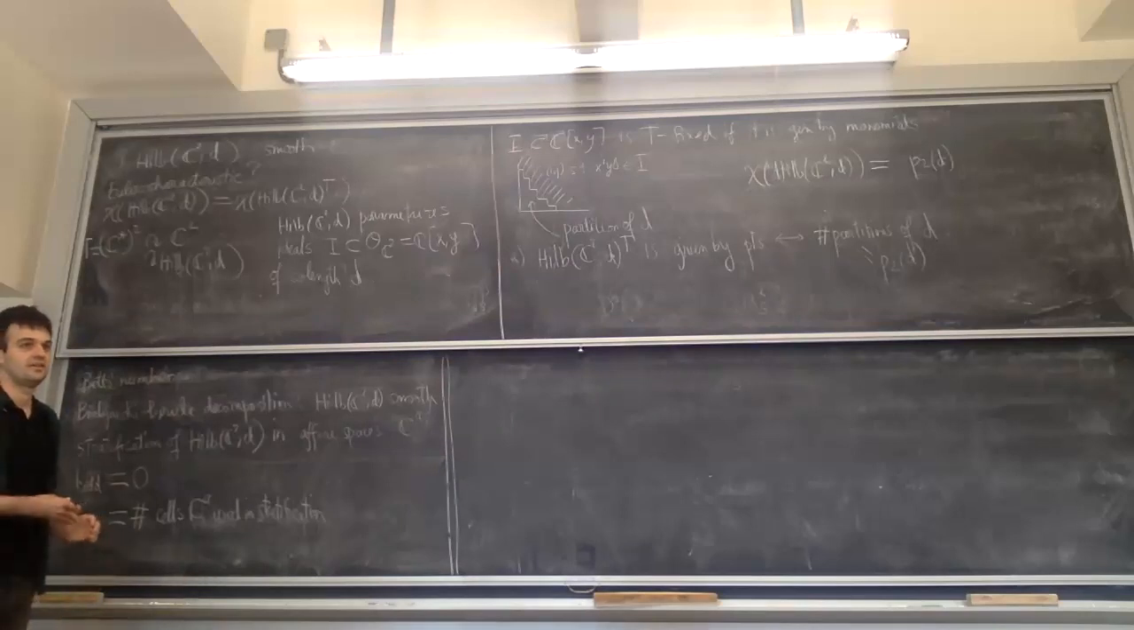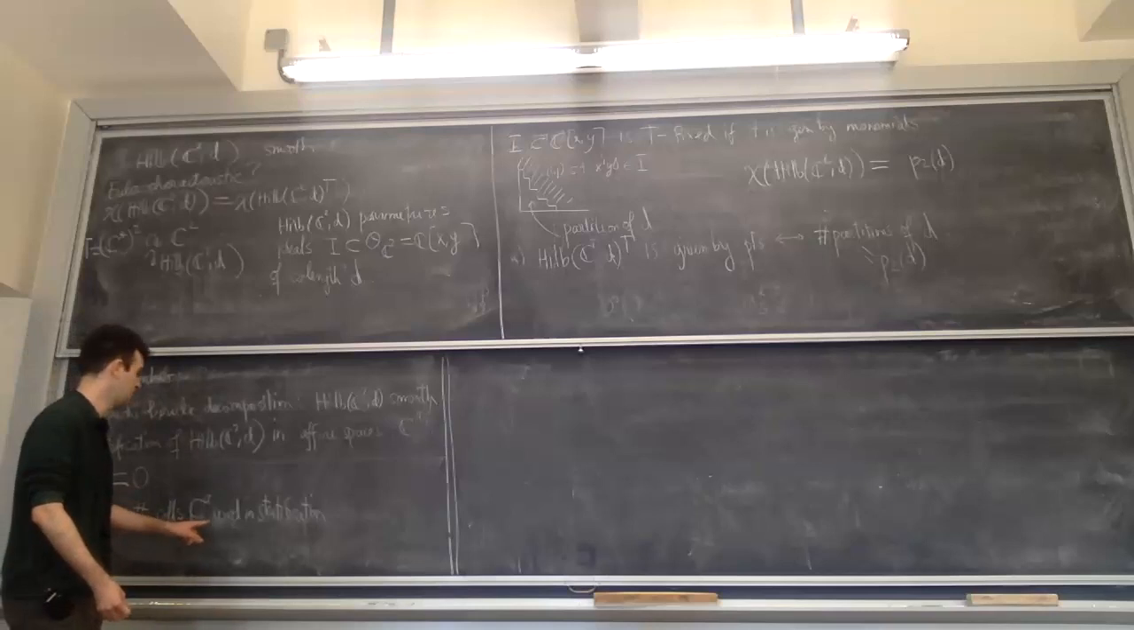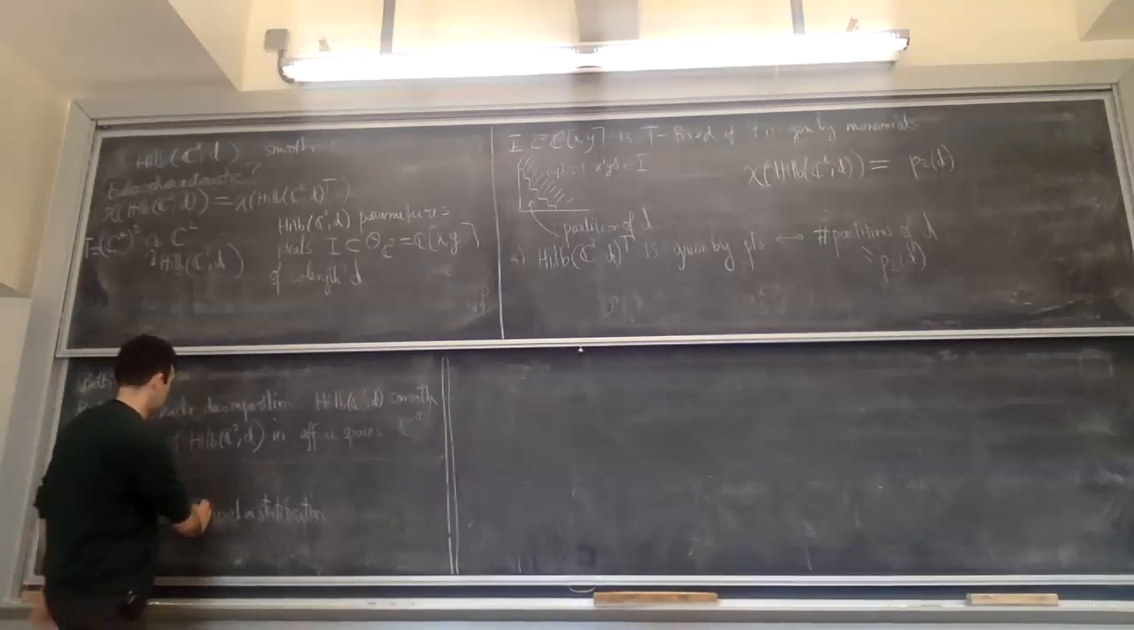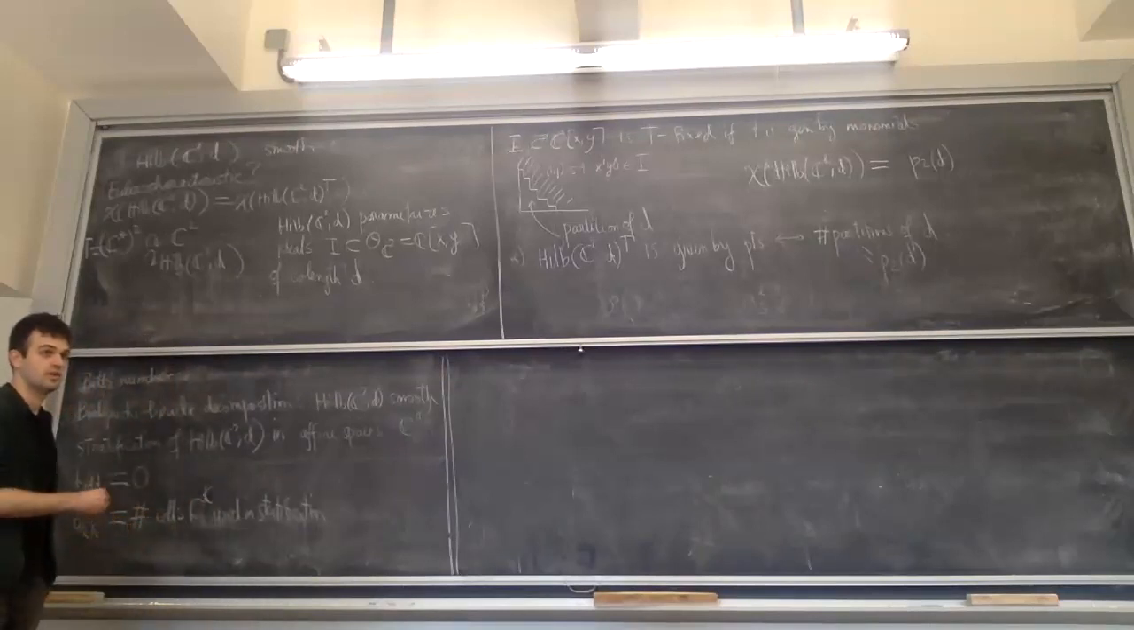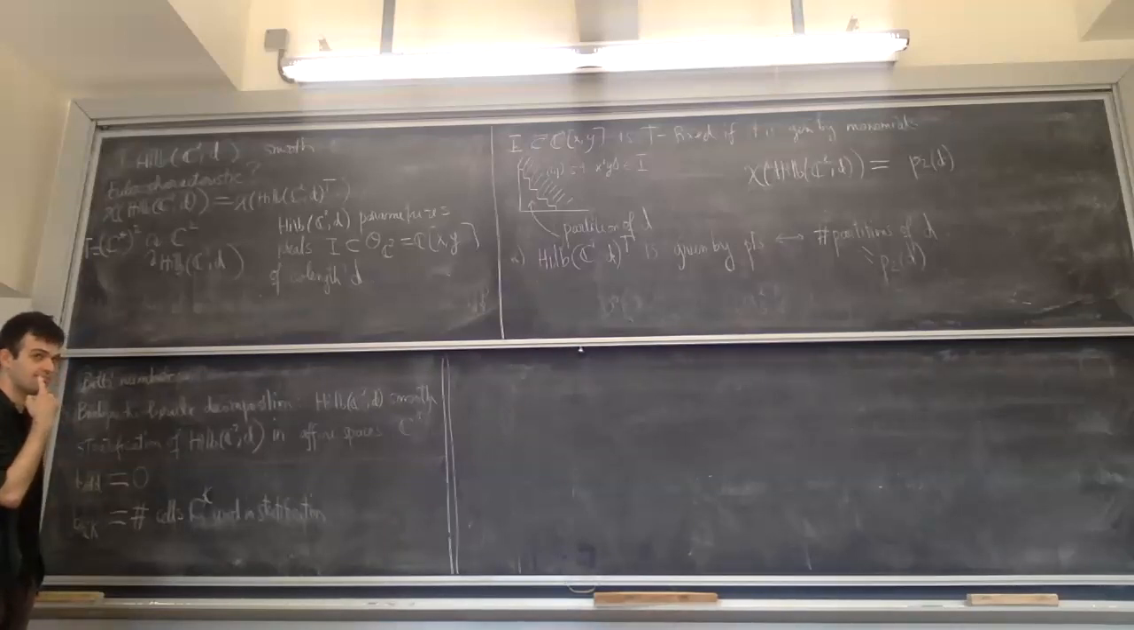Can you have a picture in mind? What does it look like? What exactly is one counting? So I said this is the number of cells used in this stratification. Or should I write a formula? I know the formula is not interesting. You can have many different formulas and they will all be equivalent.